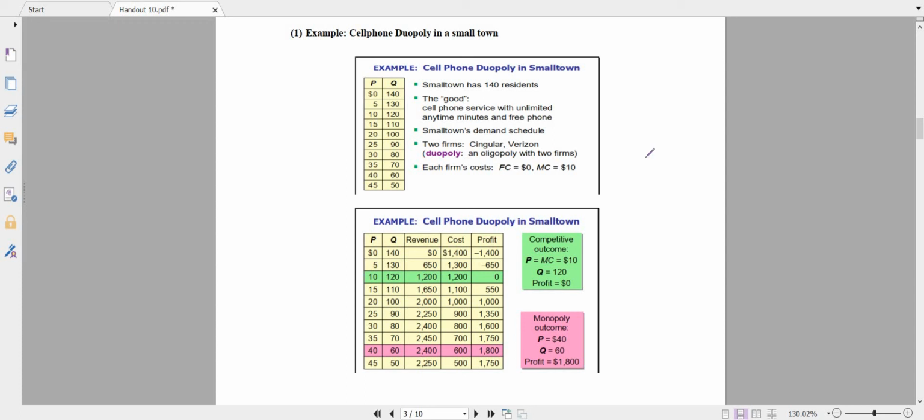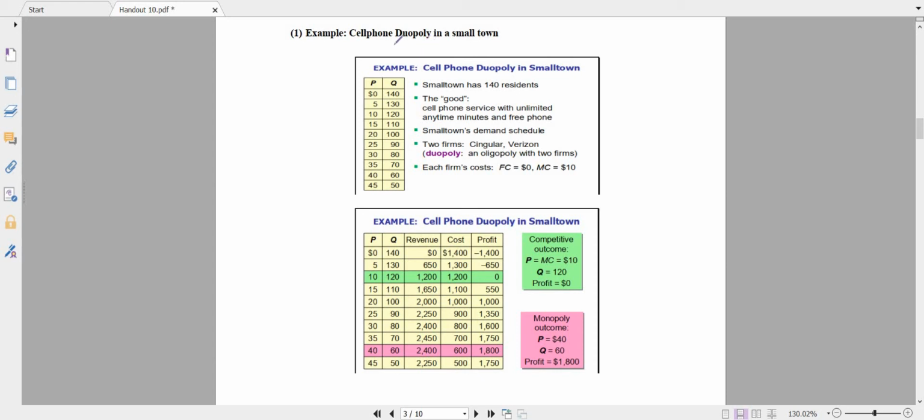In this part, we're going to look at another example which will help further understand how pricing and production decisions are made in the simplest form of oligopoly, which is referred to as duopoly. So here, the example refers to cell phone duopoly in a small town. I already explained to you that in the case of duopoly, there are two firms operating in the market.